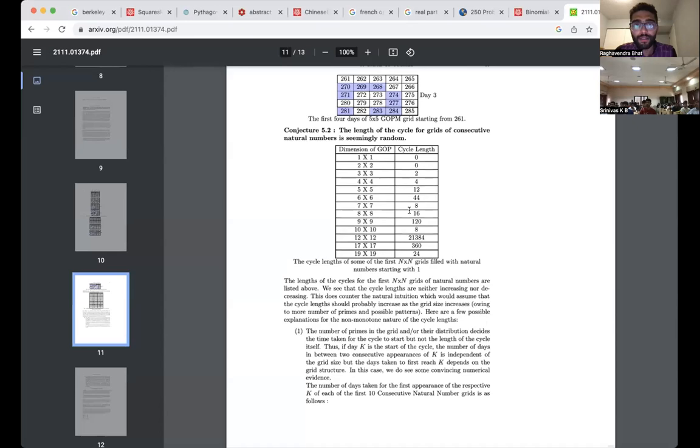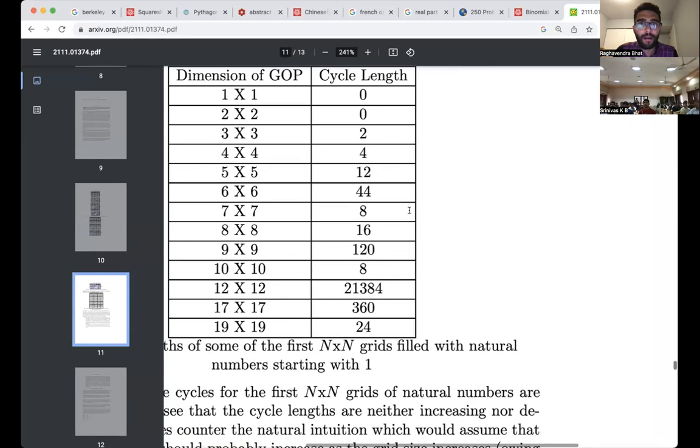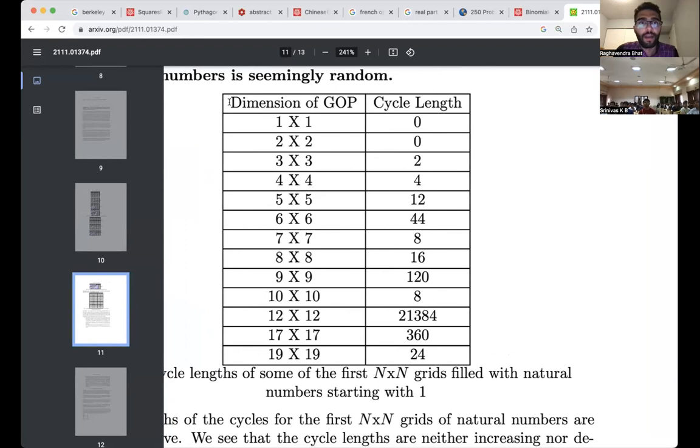So let's just look at that table. I hope I do have that table. This is actually talking about the cycle length. It's not talking about the number of states to reach the cycle, but that's also random. Both of them are random. Let's look at the cycle length. So in this case, this is the dimension of the game of primes, and this is the cycle length. I know your question was about how many states it takes, but these are kind of similar problems. They're both random. You see, the length of the cycle for 6x6 is 44, but the length of the cycle for 7x7 is just 8. And look at the length for the 12x12, it's into the 20,000s, and then it goes back to 24.